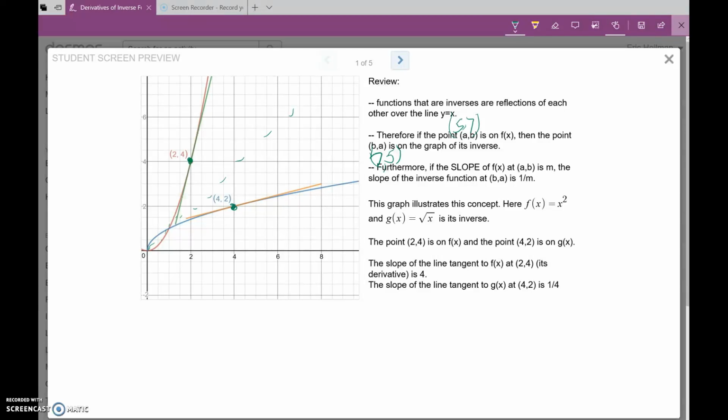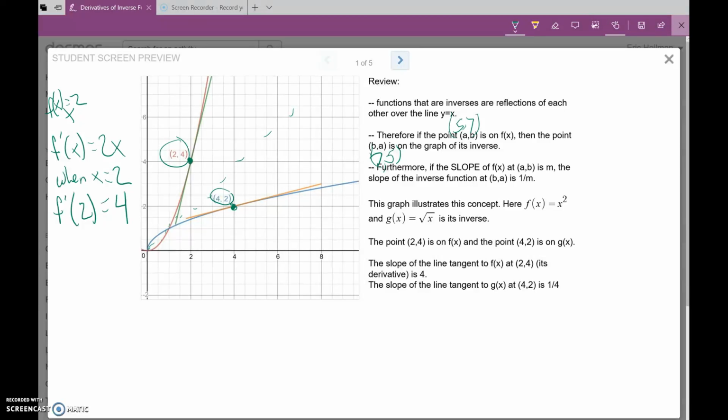And you can see the first property that I was just talking about is true. The point 2 comma 4 is on the graph of x squared, and then the point 4 comma 2 is on the graph of square root of x. So here's the original point, here's its reflection point. If you go through the math, you can see that if f of x is x squared, f prime of x is 2x. When x equals 2, the slope of x squared is equal to 4.